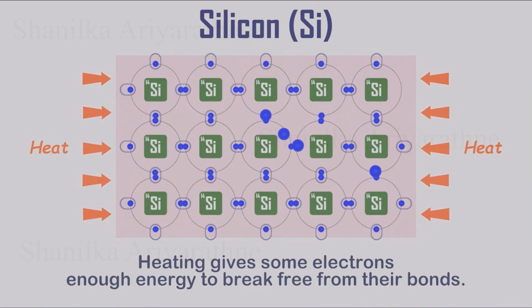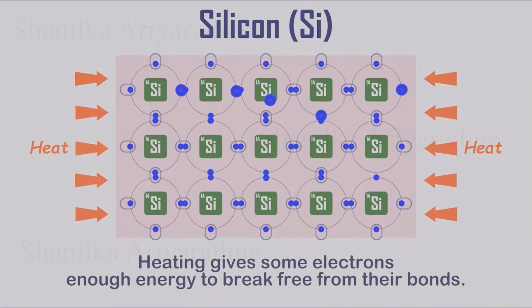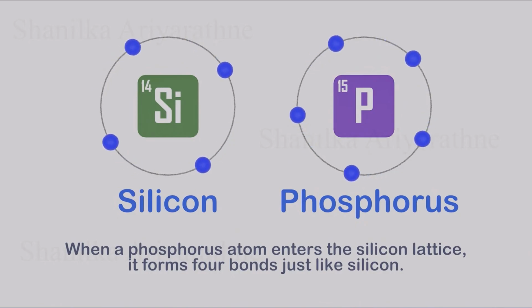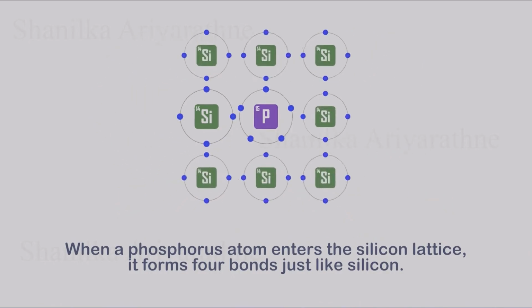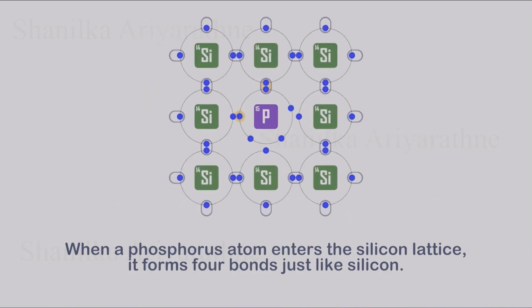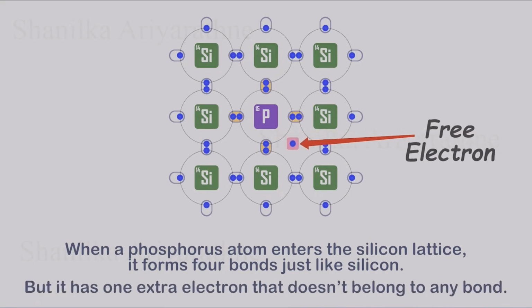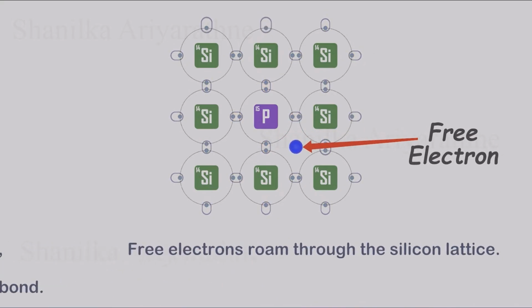There's another, even more efficient way to make silicon conductive. Let's consider phosphorus, an element with 5 electrons in its outer shell. When a phosphorus atom is introduced into the silicon lattice, it forms 4 covalent bonds with neighboring silicon atoms, just like silicon does. But here's the key difference. That 5th electron has no bond to join. It's left over, loosely held and free to move through the crystal.